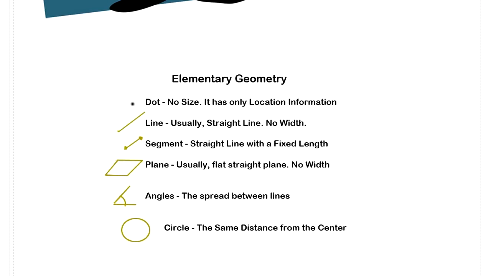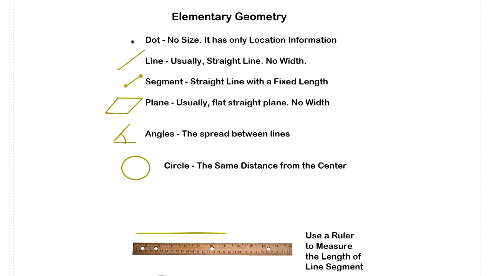In elementary school, they don't teach the definition. These are very simple ways to define something, but this video is a review. So we define a dot. The dot has no size, just location information. Line, usually straight, and no width. Okay, a line doesn't have a width. It's a very abstract concept, line, and you use it without definition.